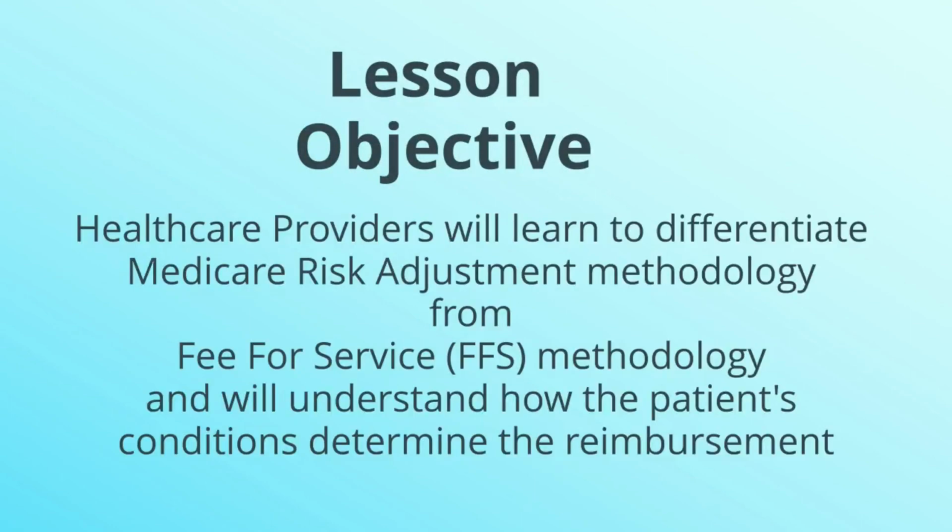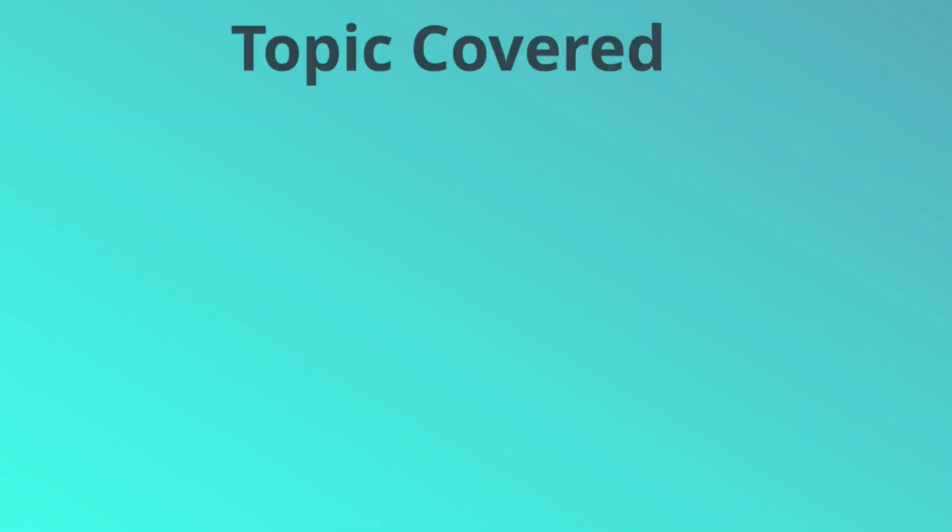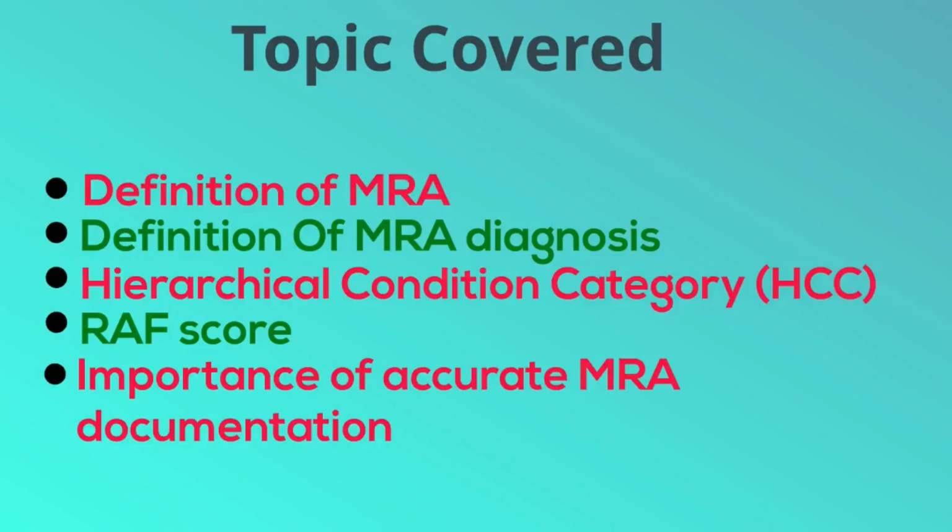You will learn to differentiate Medicare risk adjustment methodology from fee-for-service methodology and understand how the patient's conditions determine reimbursements. In this module, we will cover the following topics: Definition of MRA. Definition of MRA diagnosis. Hierarchical Condition Category or HCC. Risk Adjustment Factor Score or RAF score. Importance of accurate MRA documentation.